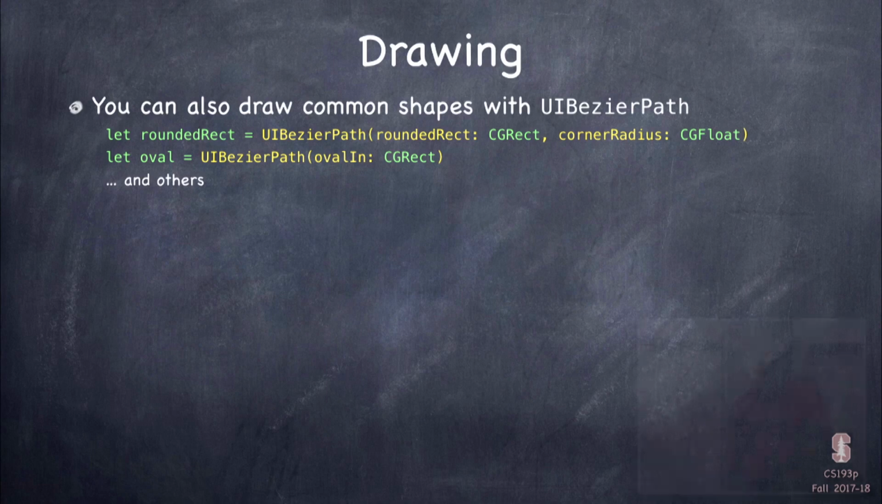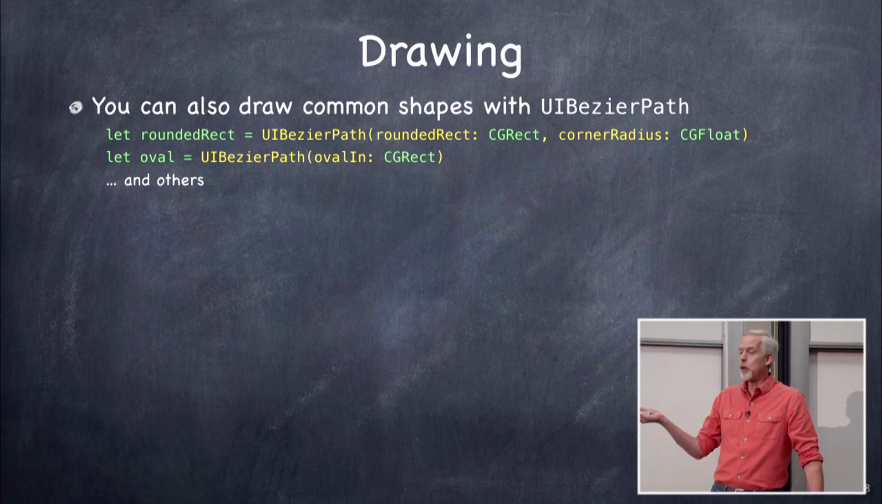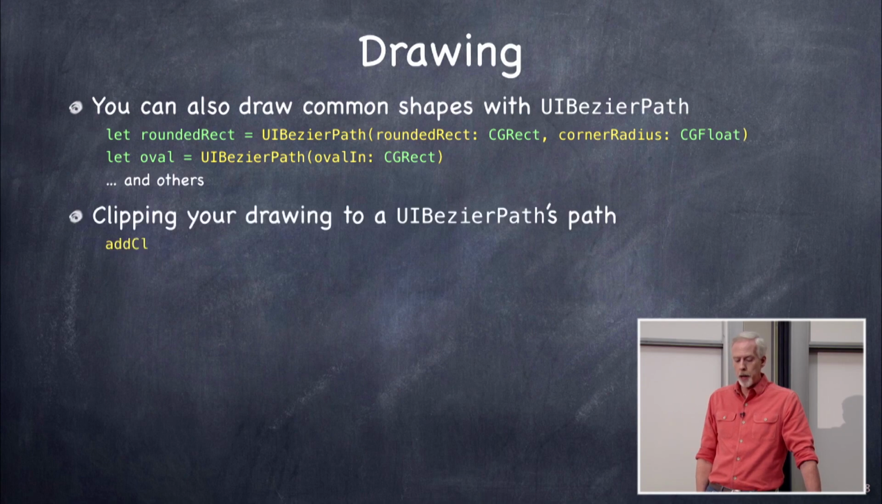All right. Now, you can use UIBezierPath also to create some very common paths, like a rounded rectangle, which we'll use in our demo because we're going to do a playing card, which has a rounded rectangle. You can also do circles, ovals, things like that, using other initializers of UIBezierPath.